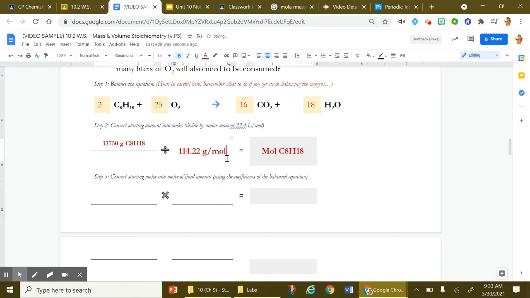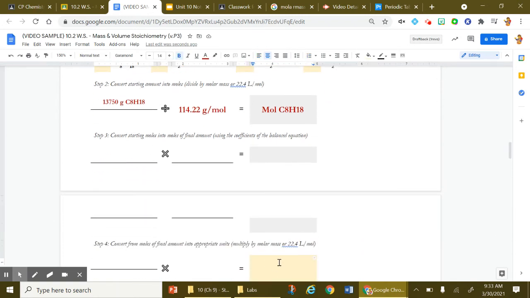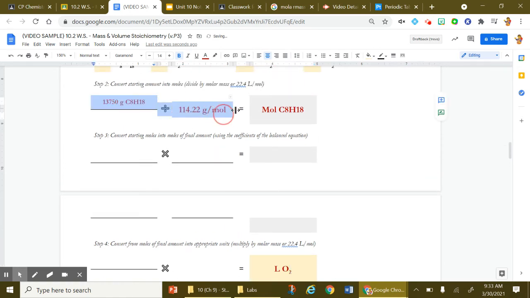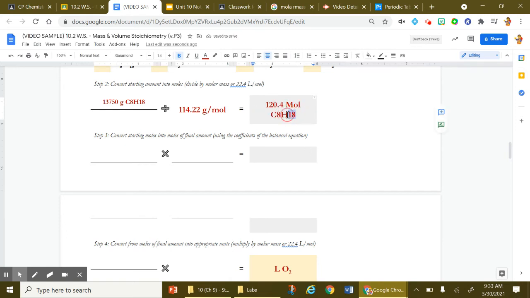Now, what are we going to be converting into, by the way? We are going to be converting into liters of oxygen. So I'm just going to go ahead down here and put liters of O2. All right, I'm skipping to the end. I'm putting the units that I'm going to convert into at the end so that I know where I'm going. This will help me. Okay, so getting out of grams into moles: 13,750 divided by 114.22. This is 120.4 moles of C8H18, aka gasoline, aka octane, right? That C8, that's why it's called octane, okay?